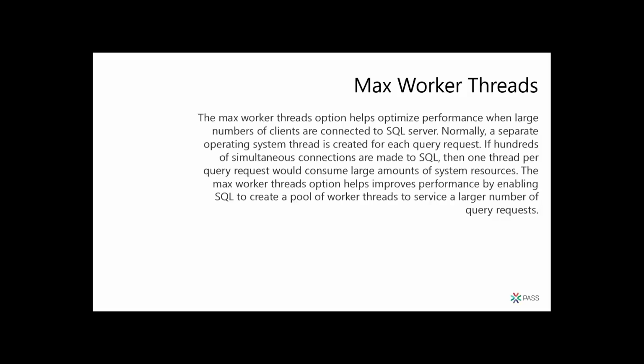Max worker threads. These things are also ignored whenever we are configuring, the max worker threads, that is, how many worker threads will work together. The max worker threads option helps us optimize performance when a large number of clients are connected to a SQL Server. Say we have a system where 10,000 or 5,000 concurrent users interact with the database. In this type of large system, we need to be careful about max worker threads. If hundreds of simultaneous connections are made to SQL Server, then one thread per query request would consume a large amount of system resources. The max worker threads option helps to improve performance by enabling SQL Server to create a pool of worker threads to service a large number of query requests.